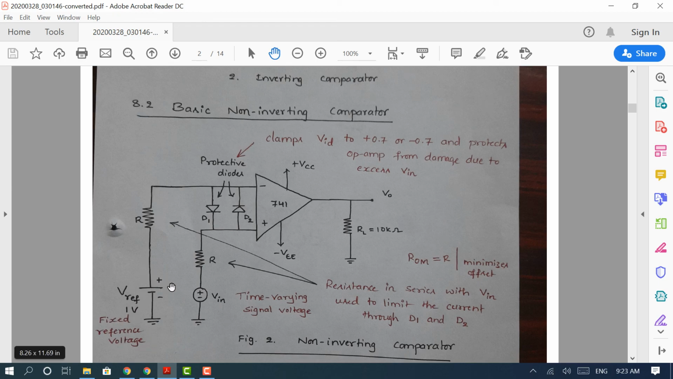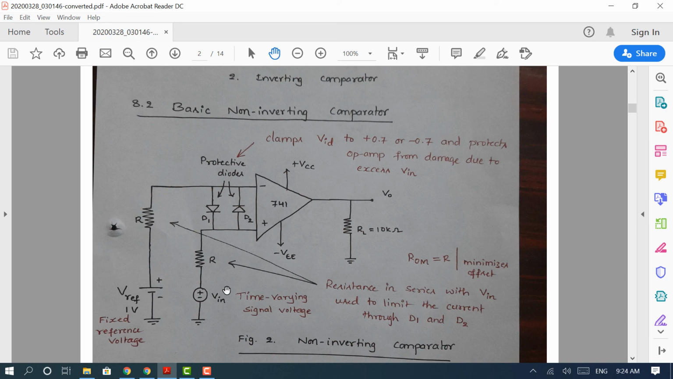This can be positive or negative voltage. There is a resistance here. This resistance is basically used to limit the current flowing through the diodes. There are two diodes incorporated here, basically to protect this op-amp. Sometimes when you apply excess voltage, either V in or V reference, it may damage the op-amp. So to protect the op-amp here, we use two diodes in different directions, as we can see here.